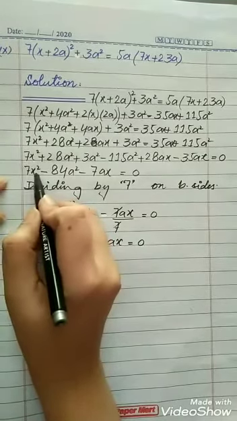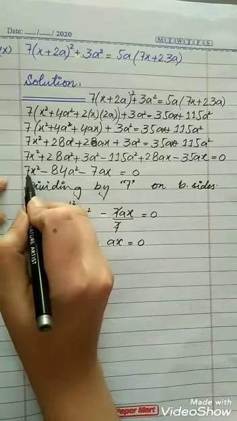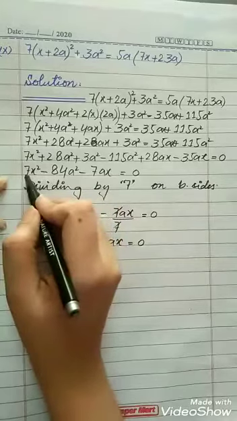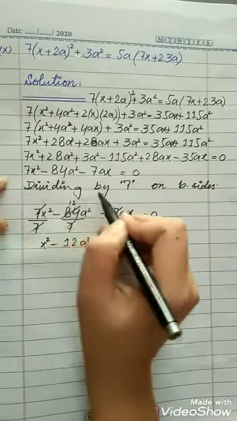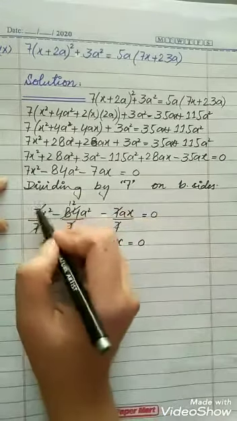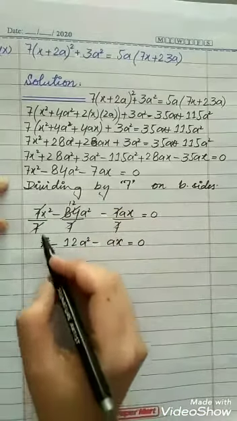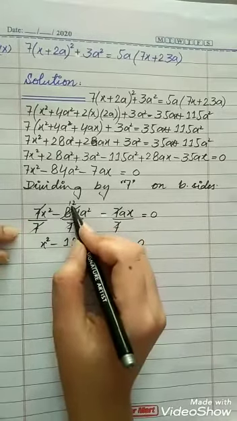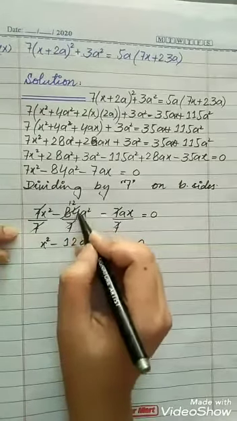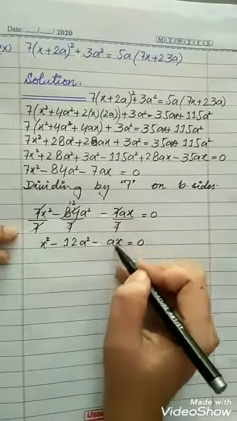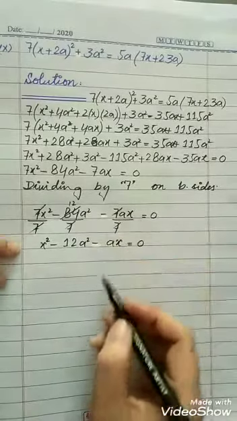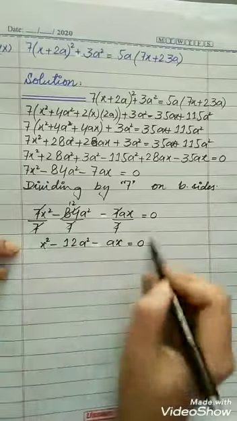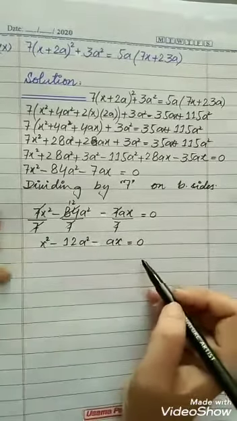Two conditions are there with the variable: it should be 1 or it should be a complete square. It is not 1 and not a complete square, so we have to remove it after dividing. So dividing by 7 on both sides, we have divided all values by 7, and what we got: x square minus 12a square minus 7, cancel both, that is minus ax is equal to 0. It is our standard quadratic equation.